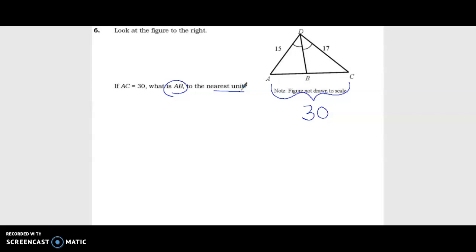So whatever you're trying to find, that's what you want to label your variable. So I'm going to make this X. That means that my length of BC is going to be 30 minus that X. I'm then going to set up my proportion. They're both touching A, so that's going to be my first fraction. And these two are touching C, so that's going to be my second fraction.